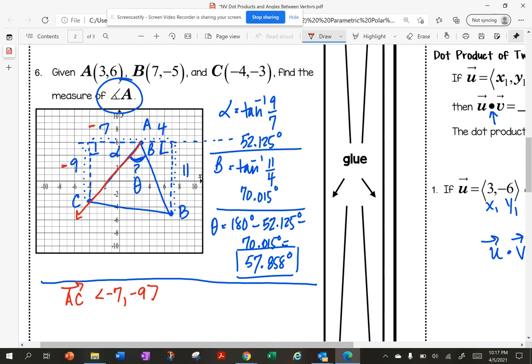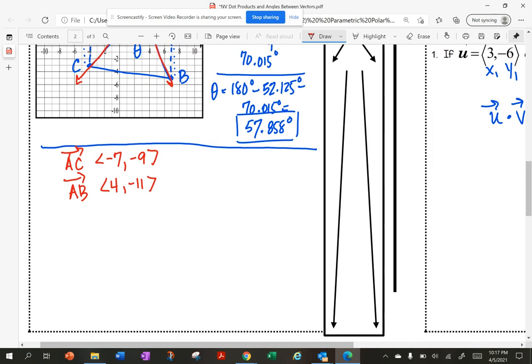And vector AB, so I'm interested more in the vector approach here. So vector AB is going to be 4, -11, because I'm going down here. Okay, so I'm going to use the formula, which is the cosine of theta equals the dot product divided by the magnitude of each.